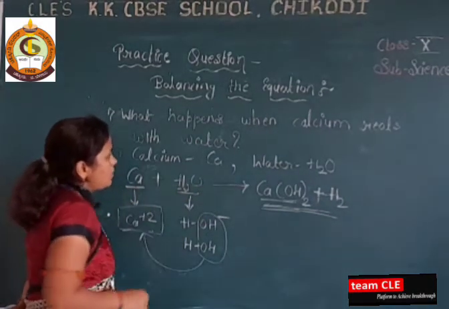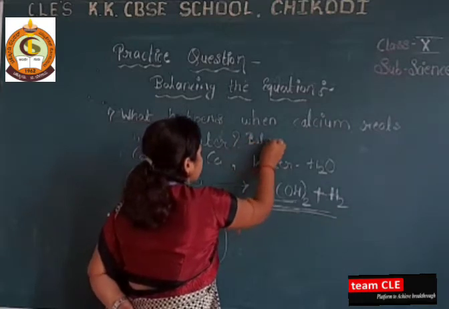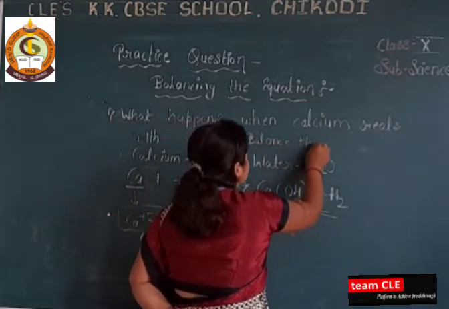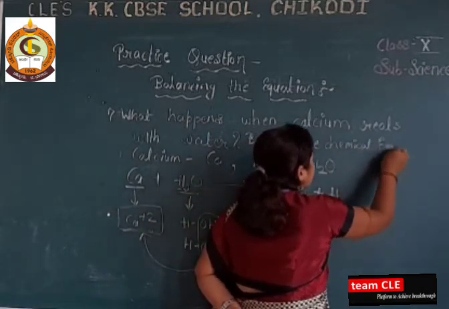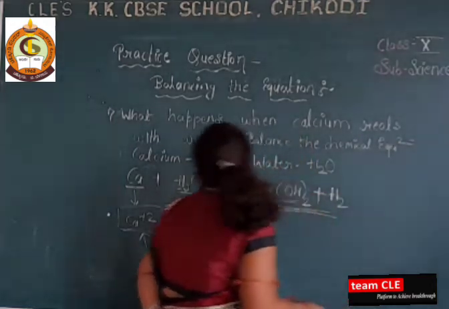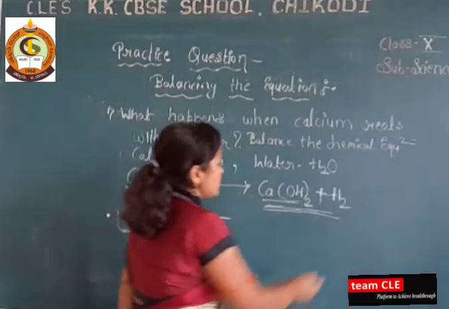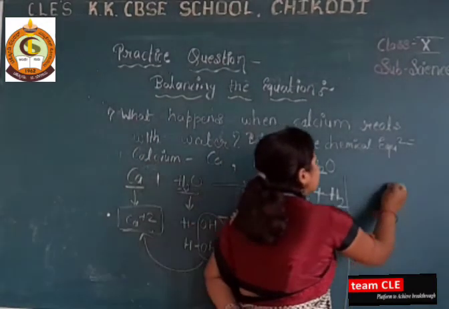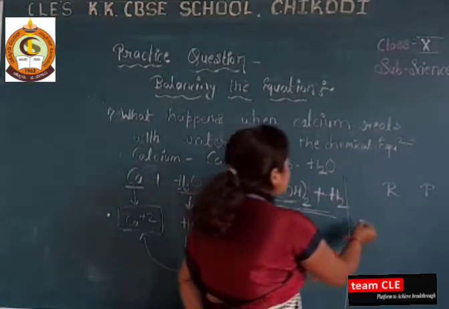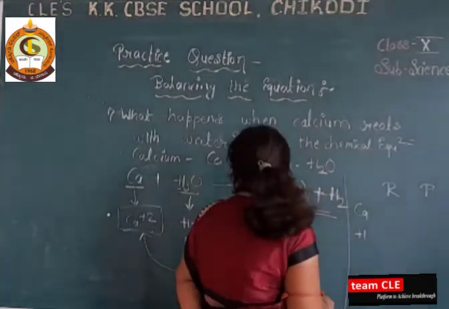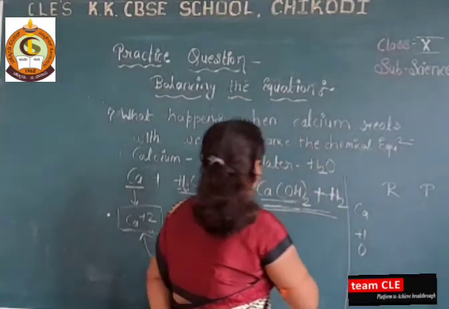So dear students, just balance the chemical equation. Here the question is extended: balance the chemical equation. Let's discuss whether this is a balanced chemical equation. Write the reactant and write the product form. Here collect the things: calcium, hydrogen, oxygen.